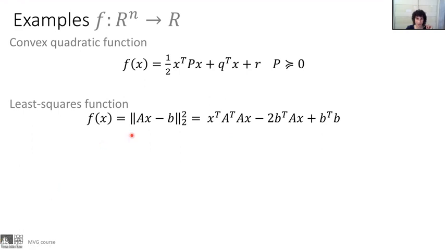In contrast to what we had before. Moreover, actually, any least squares function can be written, it doesn't relate to convexity, as a quadratic function. Actually, as a convex quadratic function. But the other side is not true. If you take a quadratic function, it cannot always be written as a least squares function, okay?